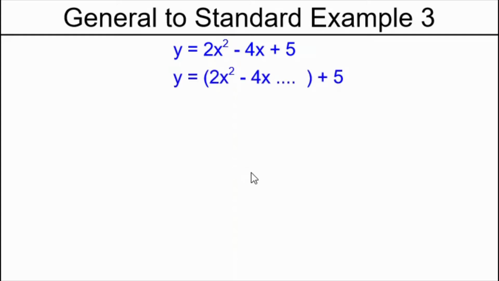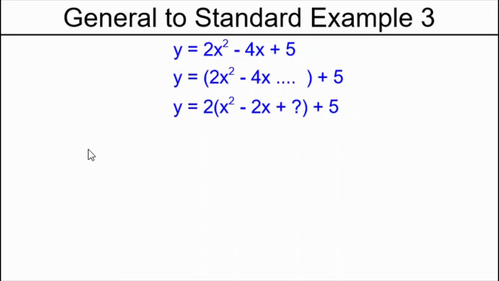The first step should look familiar though. We put the first two terms inside a bracket and leave a space for a third term, but we keep the constant term outside of the bracket. But now we have to do something new. We have to factor that 2 out of the terms that are inside of the bracket. So we're dividing both of those terms by 2. Outside of the bracket we now write a 2, and inside we only have x squared minus 2x.